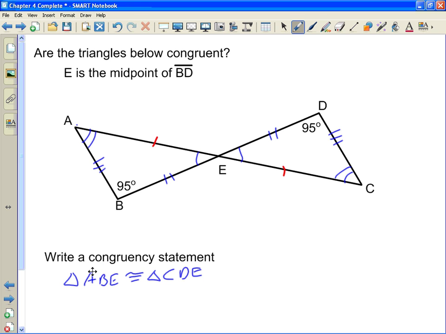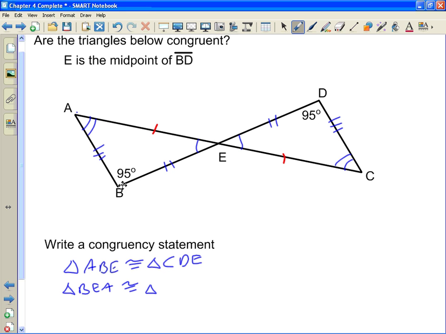Now if I didn't say ABE, so let's say I said BEA, what would that be congruent to over here? So pause it, fill in what you think it is, and then hit play and see what I do. So B is 95, D is 95, E is vertical, E is the other vertical, A is the double curve, C is the other double curve. So BEA would be DEC. And we could do it a different way too. We could say EBA and get a different version that way.